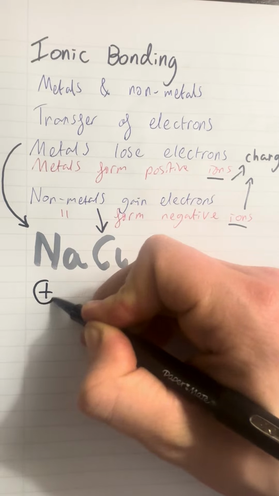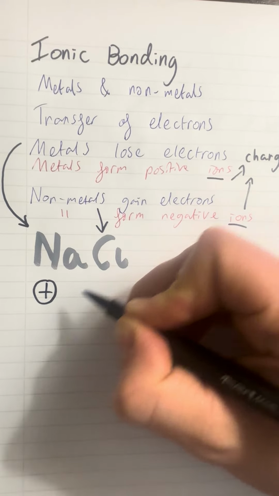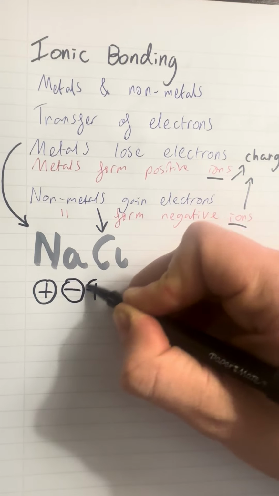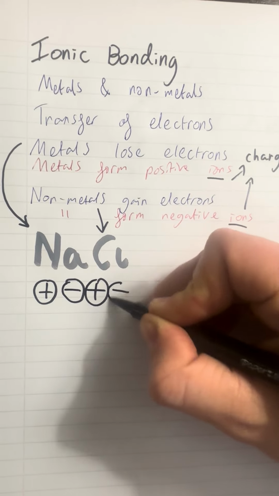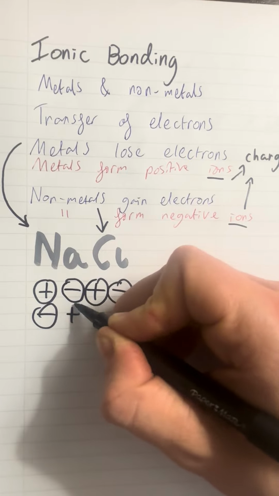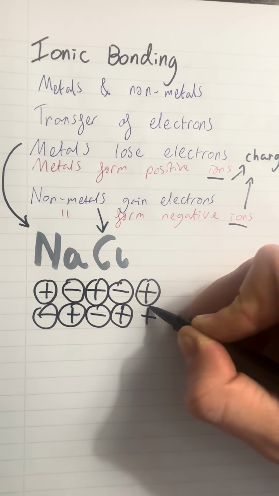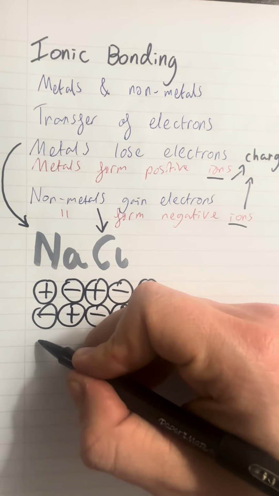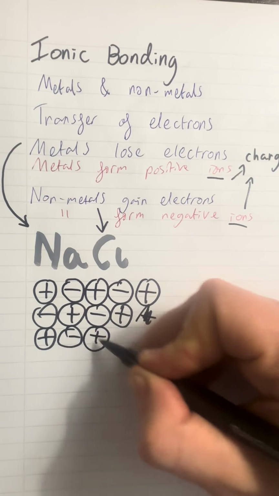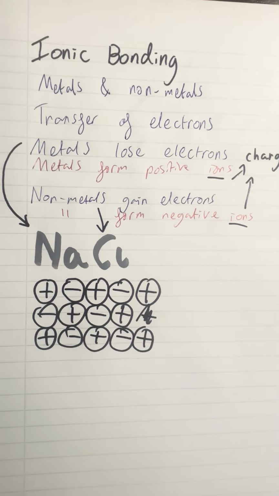So the sodium is a metal, so will form positive ions. The chlorine is a non-metal, so will form negative ions. This is how we represent what the structure will look like. Imagine it's a negative ion there.